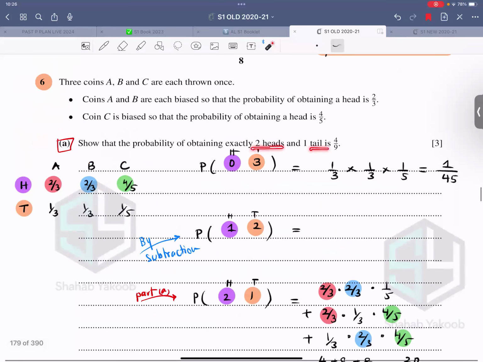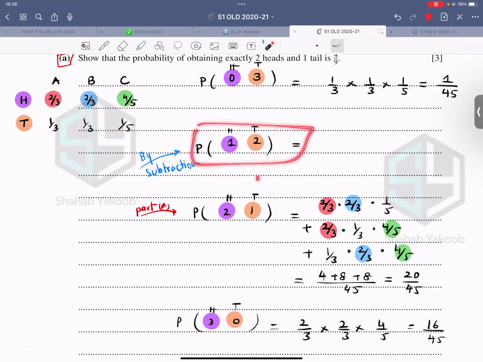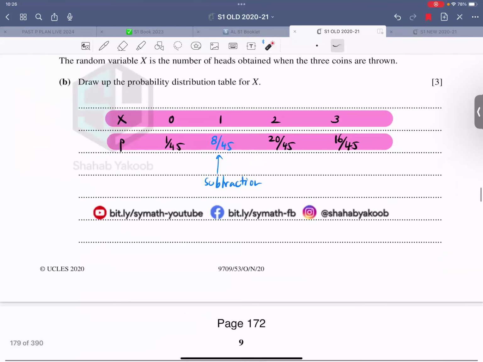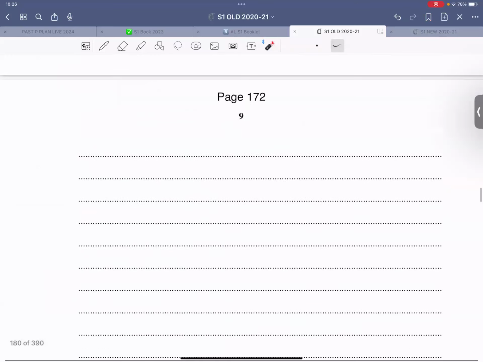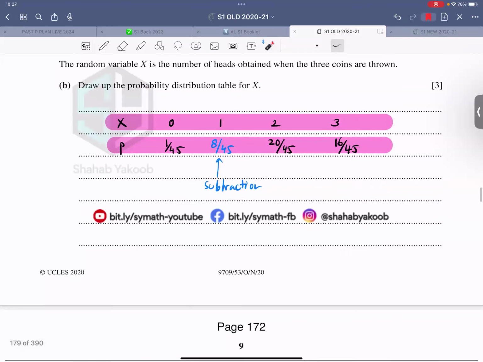Now they're asking for 2 heads and 1 tail. So 2 heads, 1 tail. What are the possibilities? Head, head, tail. That's the first one. And then head, tail, head. That is the second one. And then tail, head, head. That is the third one. And you write it. This one can also be calculated this way, but why waste time? Why waste energy? Since it's a DRV, add these 3, subtract from 1, you find this probability. And then it's the same basic question, find expectation of X, find variance of X. So this thing is also done.